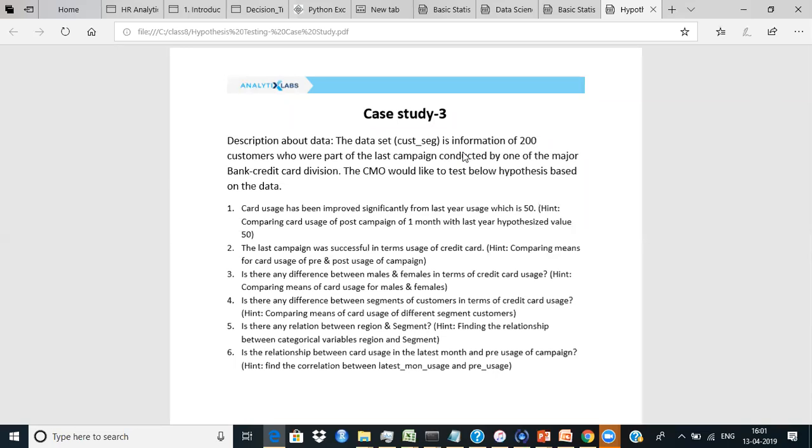Card. Let's read the first statement. What is the first statement? Correct. So card usage has been improved significantly from the last usage or last year usage, which is 50, right? So what is my null hypothesis here? Null hypothesis is current card usage is 50. What is the alternate? Card usage greater than 50. It has increased, right? They want to test whether it has increased. So alternate is greater than 50.